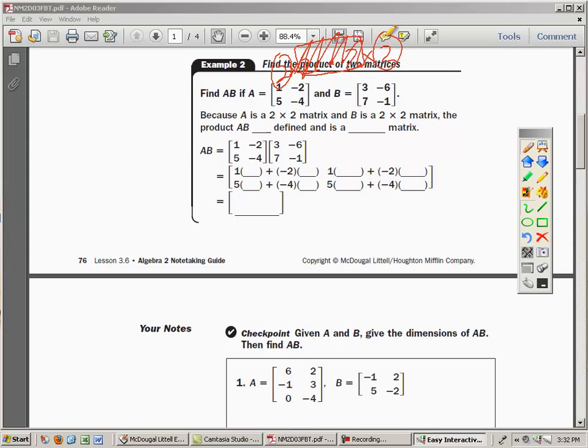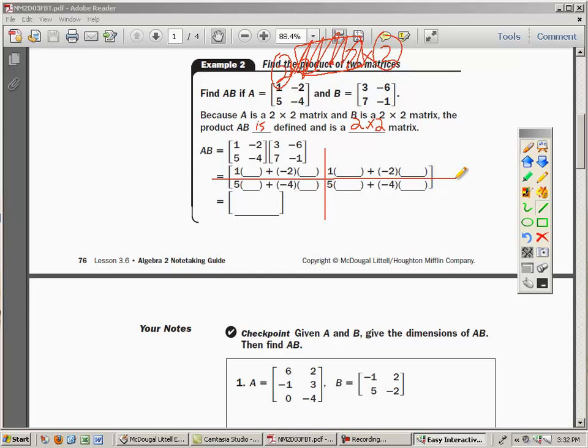Because A is a 2 by 2 and B is a 2 by 2, the product AB is defined, and the product is a 2 by 2 matrix. Now, if I want to find the product, you kind of have to look at this. Maybe I'll have some success doing it this way. I'm going to break this lower matrix up.